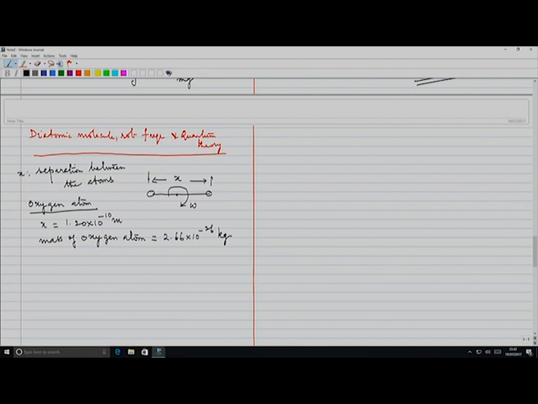Now, what is it that you are asked to calculate? You are asked to calculate the rotational frequency.